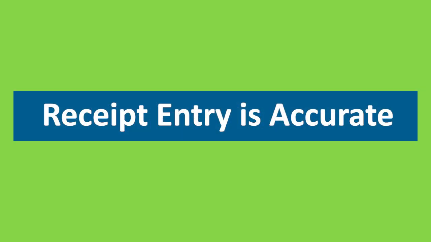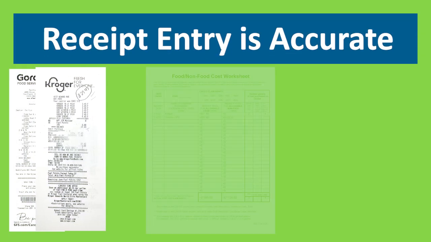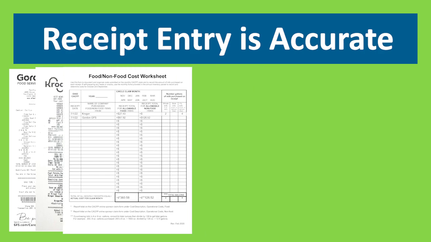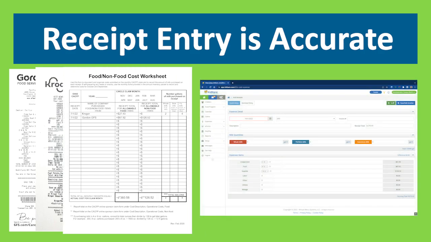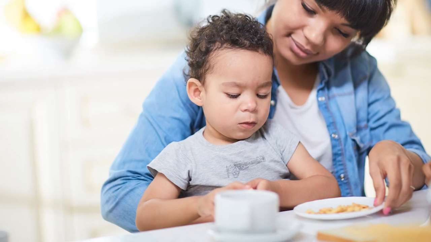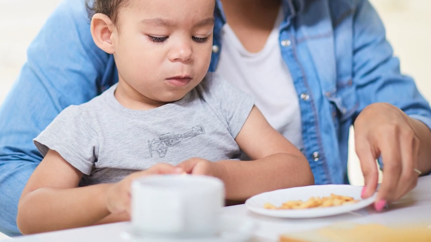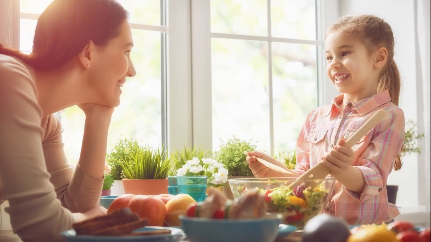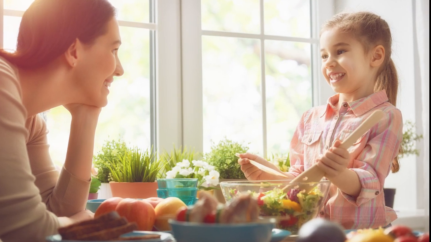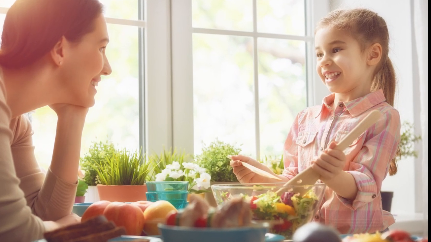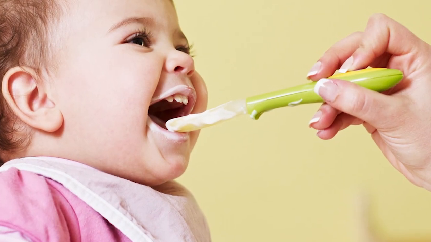Your receipt entry is accurate and complete when the dollar amounts on the shopping receipt match the food cost worksheet, which matches your KidCare itemization. Refer to the allowed, non-allowed chart found in your user manual to avoid claiming unapproved items. And remember, the dollar amount of food and supplies you claim does not affect your reimbursement amount. Reimbursement amount is based on the number of approved meals you serve to enrolled children.